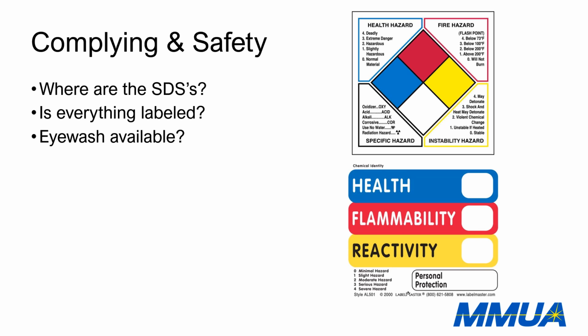On this slide, you see two different secondary container labels. One's called an NFPA Fire Diamond, that's at the top, and one is called an HMIS system, or Hazard Material Information System. We use these labels in order to put on and pass along information to secondary containers.